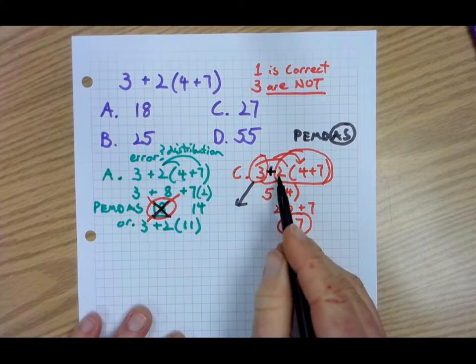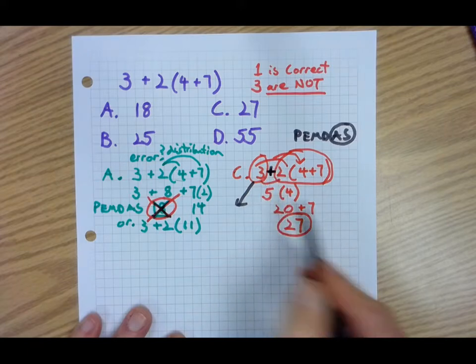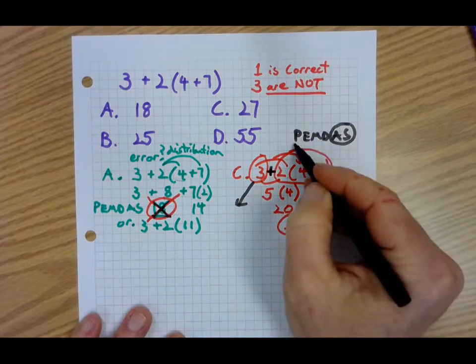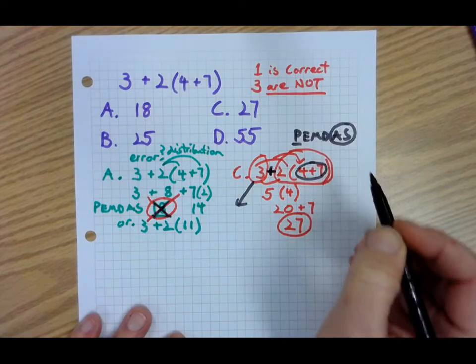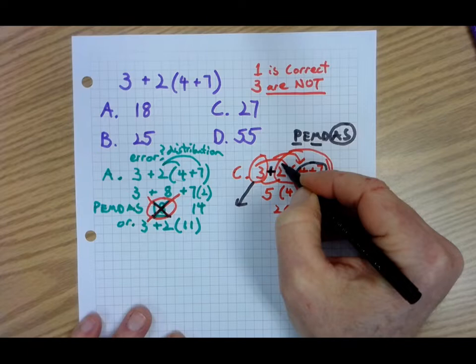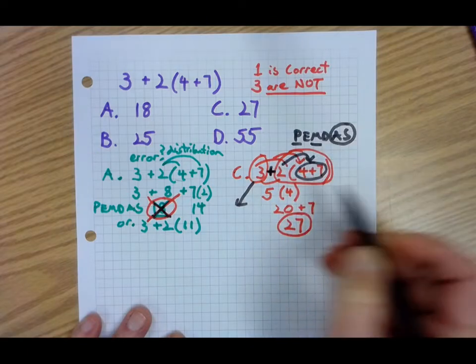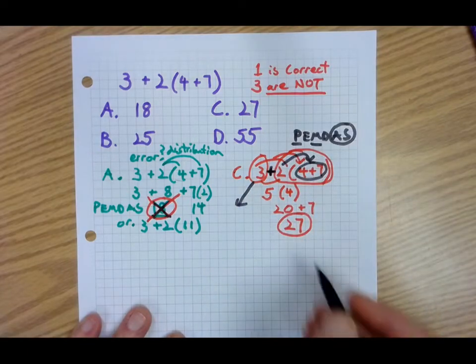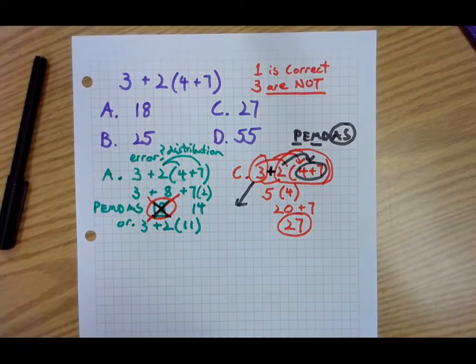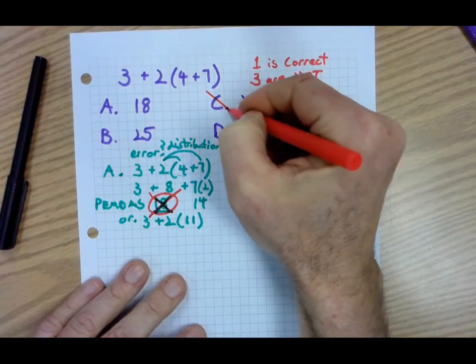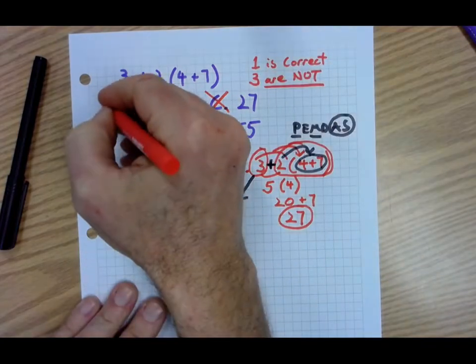Okay. And then also we would do parentheses first. Then we would multiply that. And then finally we would add the 3. So 27, once again, is wrong. No to C, no to A. And now for the controversy.